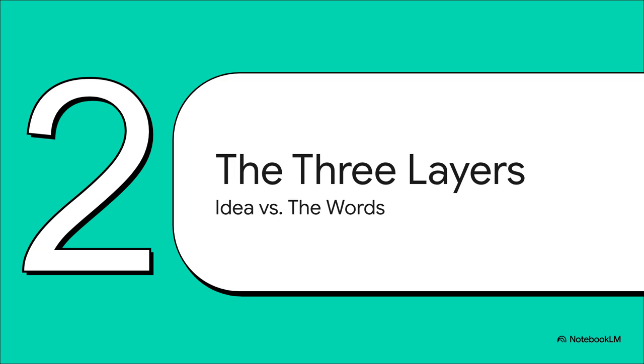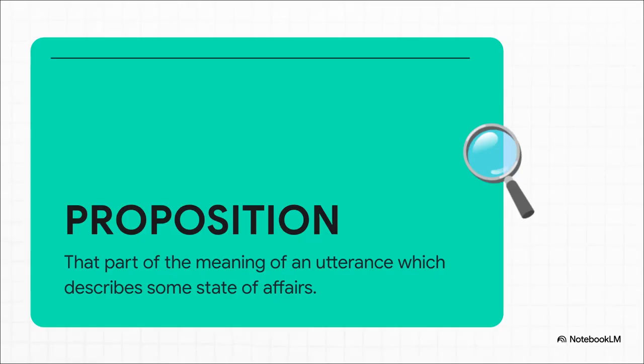So the solution here starts with a pretty simple idea. Meaning isn't just one thing. It's actually a stack of 3 distinct layers. And once you can see these layers, everything starts to make a whole lot more sense. First up, at the very top of the stack, you have the proposition. Think of this as the pure, raw idea. It's the what's happening before you even pick the words to describe it. It's just the abstract concept, the fact of the matter.